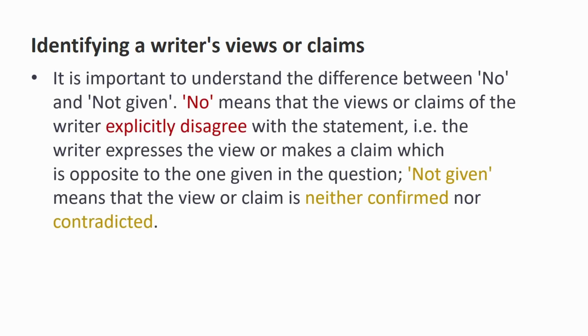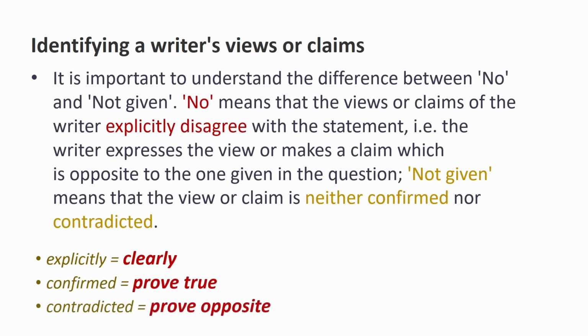It reads, "It's important to understand the difference between no and not given. No means that the views or claims of the writer explicitly disagree with the statement." Explicitly means clearly. It means that the writer expresses the view or makes a claim which is opposite to the one given in the question. Not given means that the view or claim is neither confirmed, meaning proved true, nor contradicted, proved opposite. So that's the main difference between no and not given.